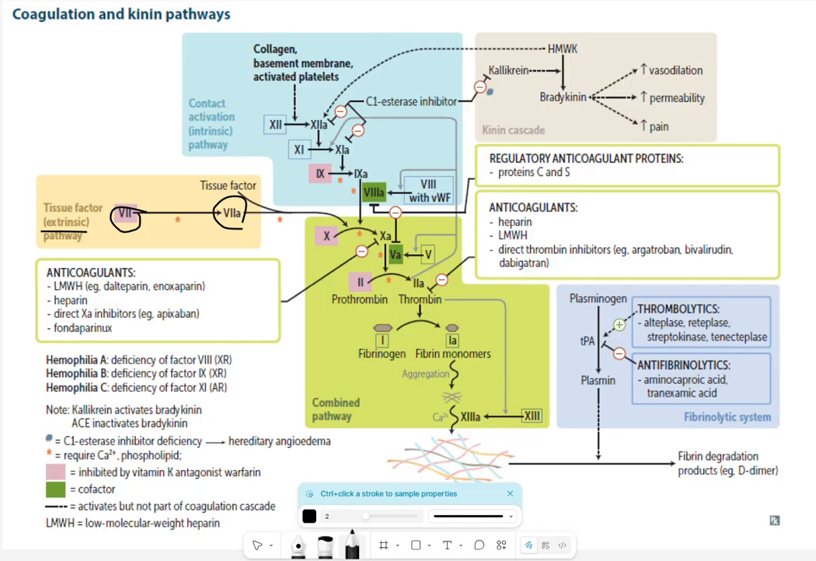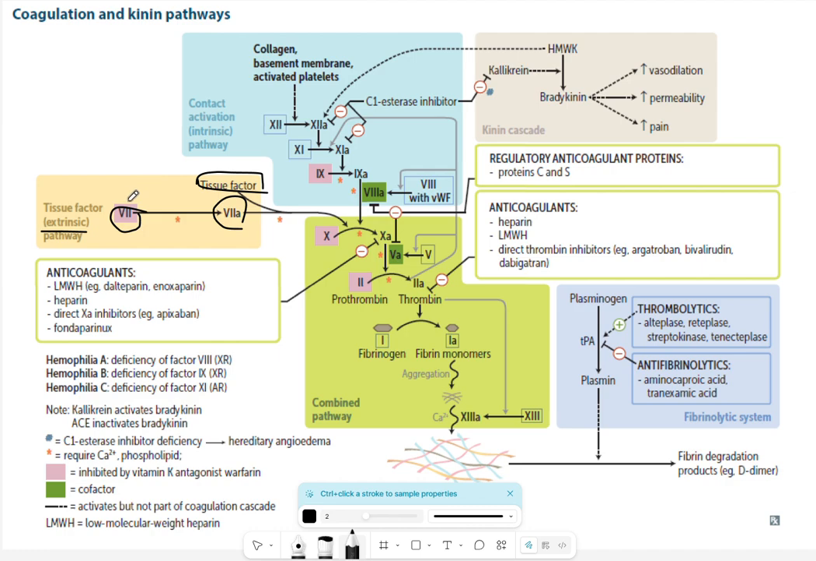When a vessel is injured, blood is exposed to tissue factor. Which factor is this? Tissue factor is factor 3, right? So this tissue factor is factor 3. Blood is exposed to tissue factor 3. Where is tissue factor normally located? In damaged tissues, fibroblasts, smooth muscle cells, subendothelial cells. It is not normally circulating in the blood. Some kind of damage is going to provoke it.